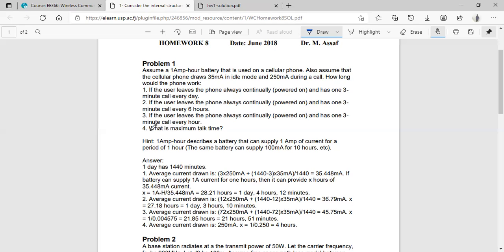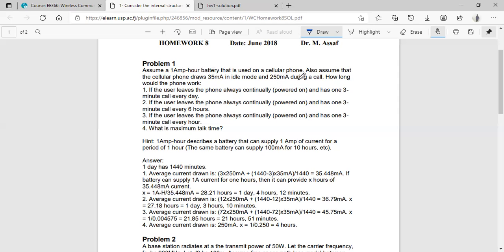Then part 4 of this particular question: what is the maximum talk time? We just need to find the maximum talk time. By talk time we mean basically calls, right? The number of minutes or hours of call we can obtain from this particular battery. So a call consumes 250 milliamperes, and the battery capacity is 1 ampere hour.